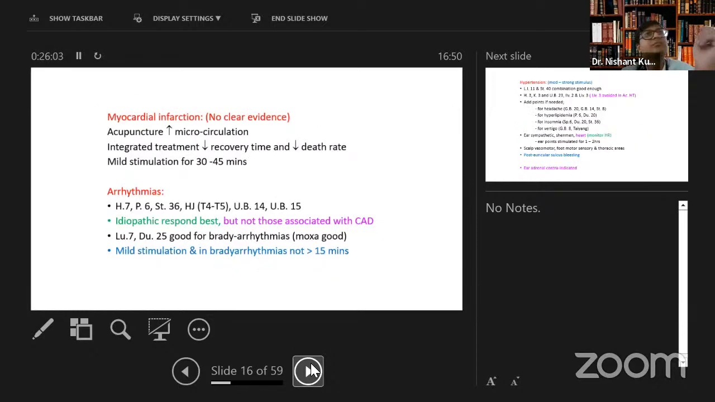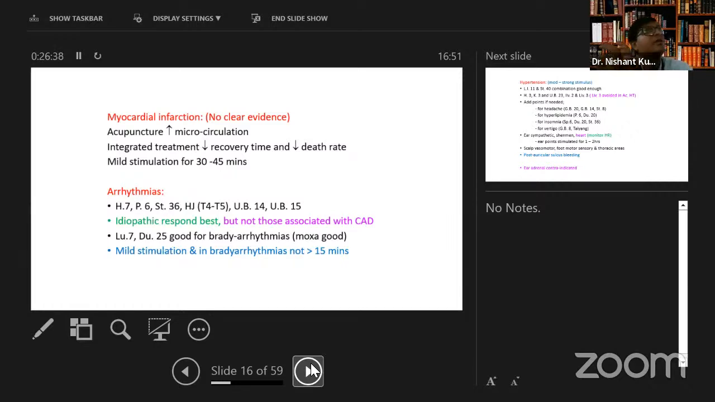Now again, there have been reports that myocardial infarction and arrhythmias can be treated by acupuncture. So arrhythmias, now they say that the idiopathic arrhythmias respond best, but not those which are associated with CAD, because you have a pathology here. The pathology is that not adequate blood is being supplied to the endocardium, myocardium, right? So heart 7, P6, stomach 36. These are the points which will help you.